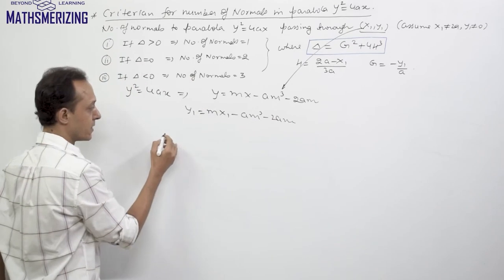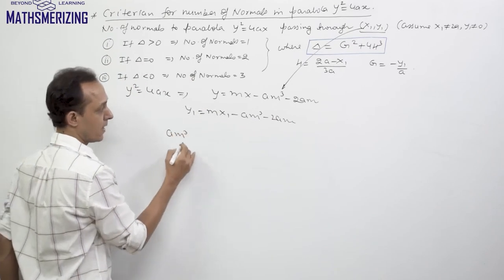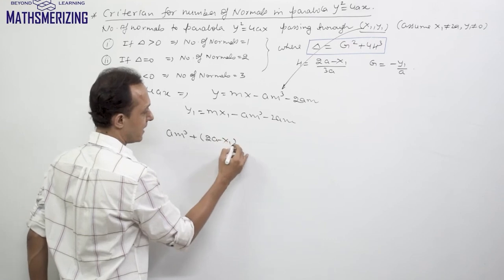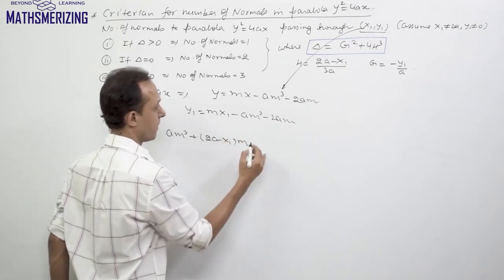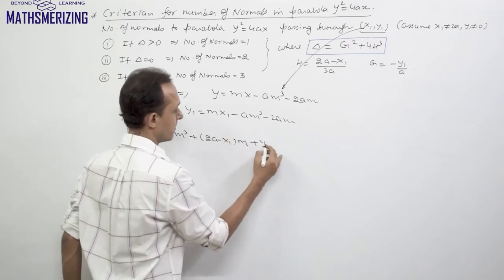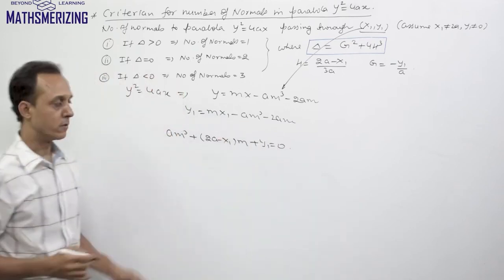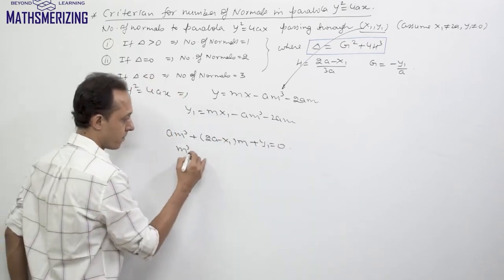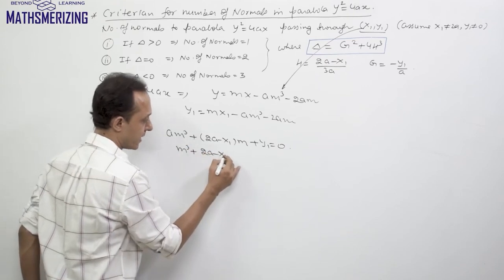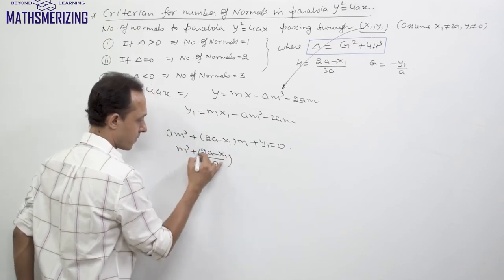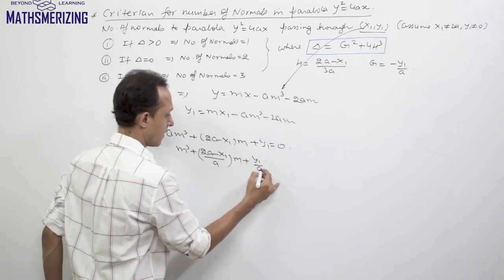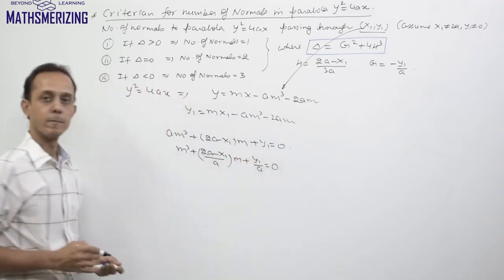So I'll rearrange this equation. I'll write am cube plus 2a minus x1 into m, and then plus y1 equals 0. I'll divide by a also. So I'll write m cube plus 2a minus x1 upon a into m, and then plus y1 upon a equals 0.